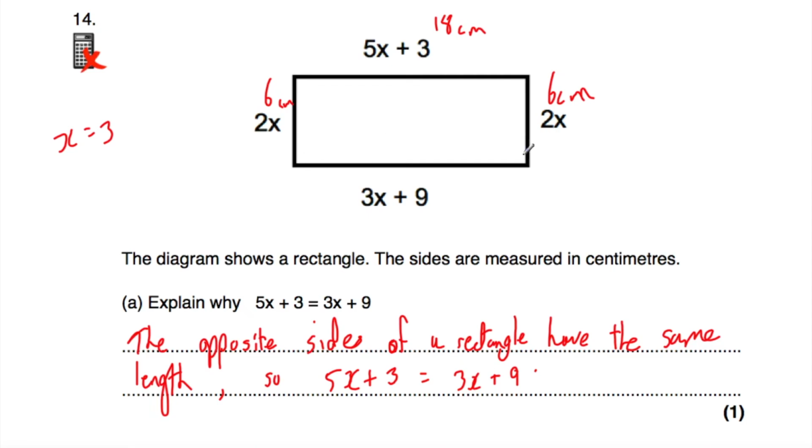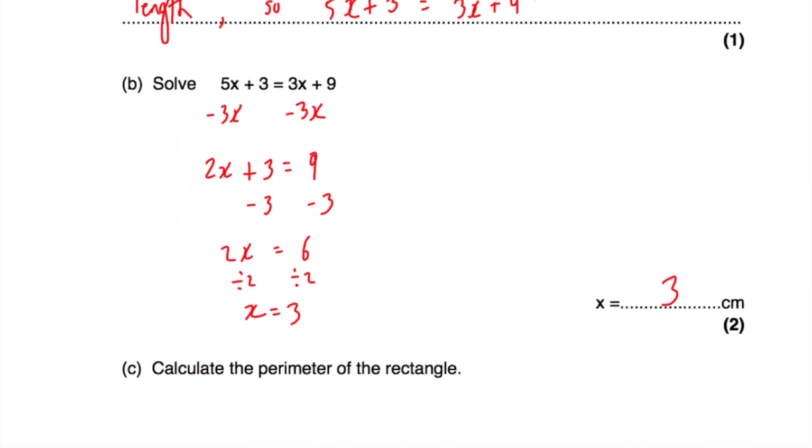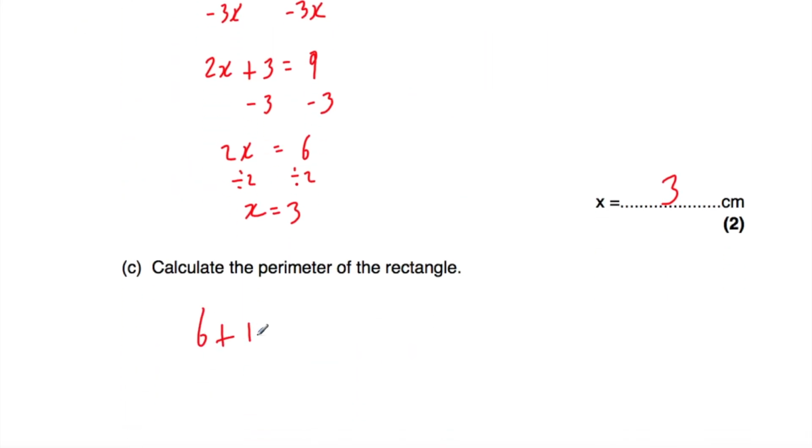Now the bottom should be the same, this should also be 18 centimetres, but let's check it. 3 times x, that's 3 times 3, which is 9, plus 9 is equal to 18. So that's it, we've found the lengths of all the sides. Now the question asks us to find the perimeter of the rectangle, so we need to do 6 plus 18 plus 6 plus 18. Let's go down and do that. So 6 plus 18 plus 6 plus 18. Let's work this out. 6 plus 18 is 24. And this 6 plus this 18 is 24.